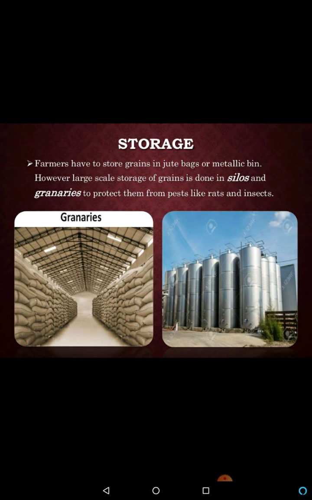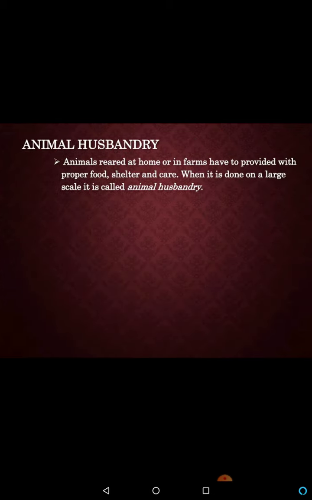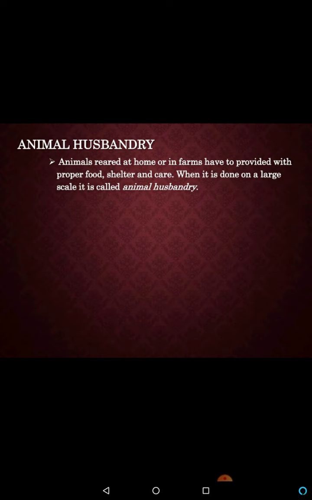Storage. Farmers have to store grains in jute bags or metallic bins. However, large-scale storage of grain is done in silos and granaries to protect them from pests like rats and insects. Next is animal husbandry. Animals reared at home or in a farm have to be provided with proper food, shelter and care. When it is done on a large scale, it is called animal husbandry.